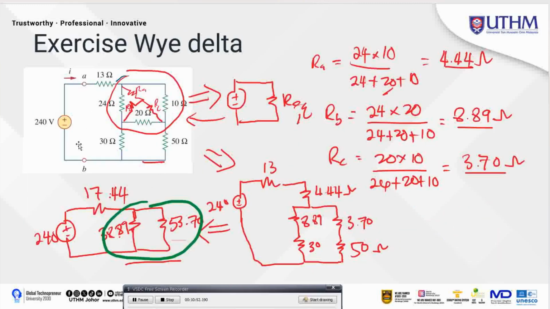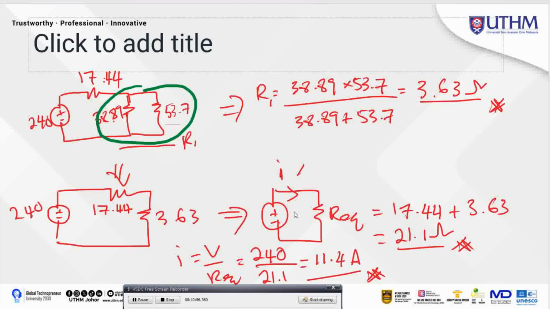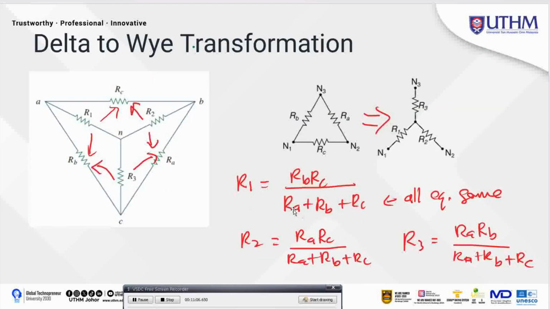So this is the solution for this circuit. Hopefully you can understand how to do the Y to delta transformation, and also delta to Y transformation, as well as series and parallel circuit calculation.